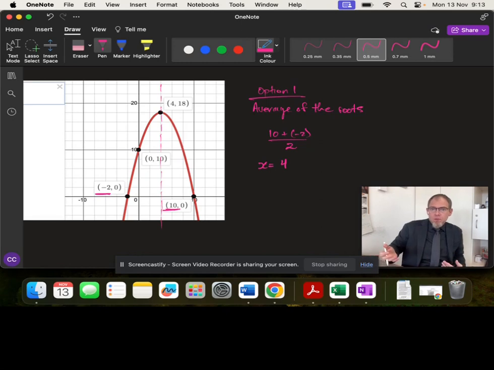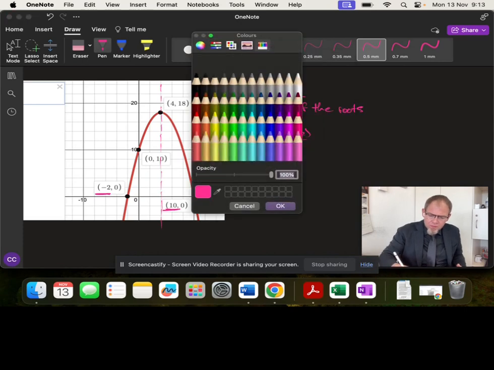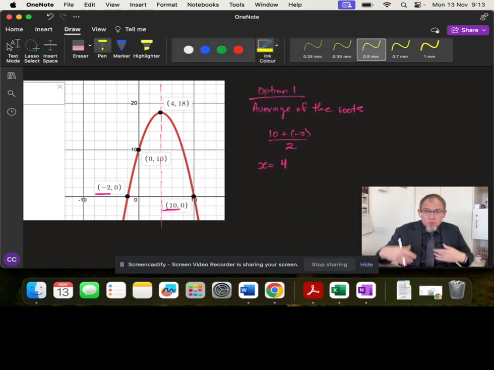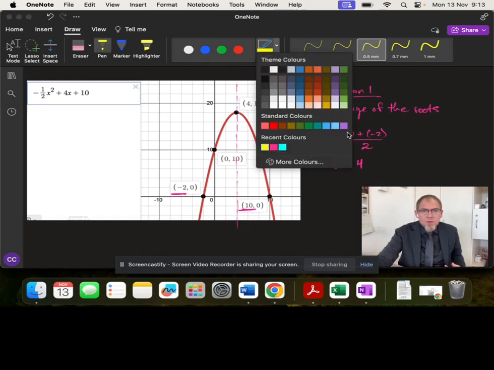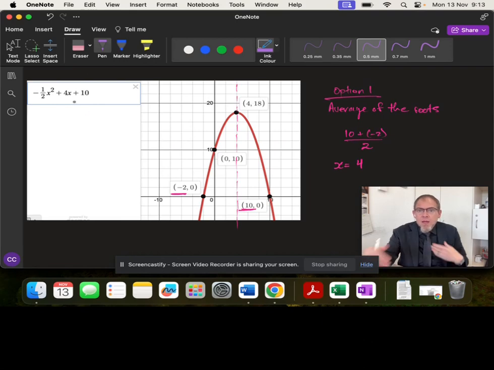Option number 2. You notice that the axis of symmetry runs directly through the vertex. So if we can find the vertex, we have the axis of symmetry. Well, here I've already graphed it, and you can see that it's 4. But if I take this equation, which I've already written down because I did this on Desmos, and I complete the square, I will find the axis of symmetry, because I'll have written it in vertex form.